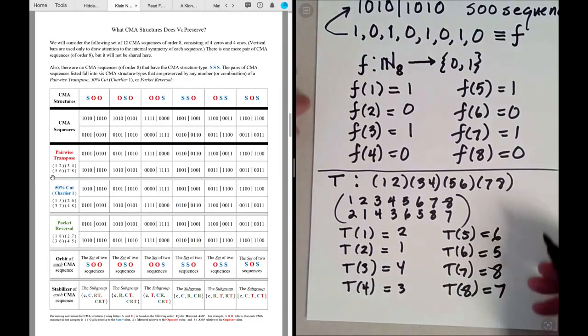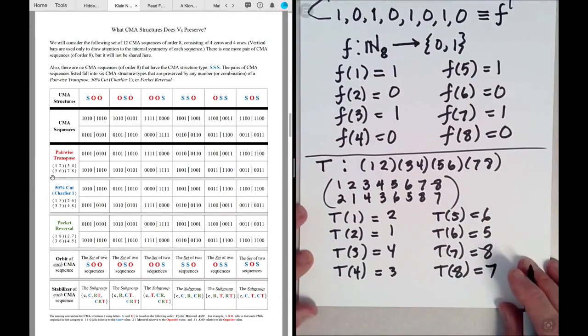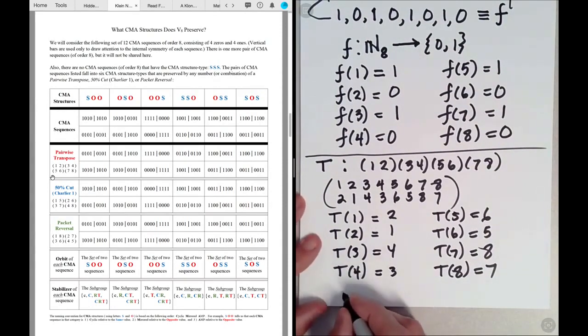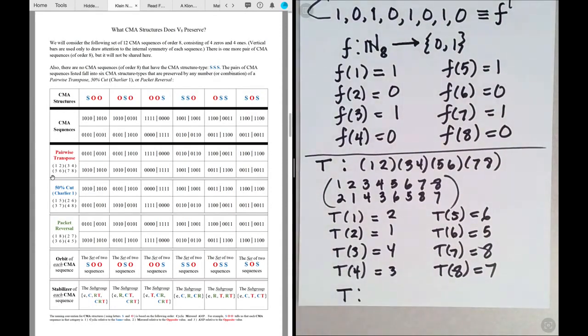Okay, and then I should point out over here, or maybe I'll do it at the bottom. Looks like there's room. Keep in mind, the pairwise transpose is a permutation. A permutation is a bijection from some set to itself. Always, always. That's what a permutation is. It's a bijection from a set to itself.